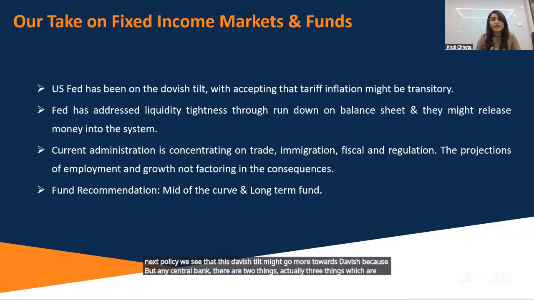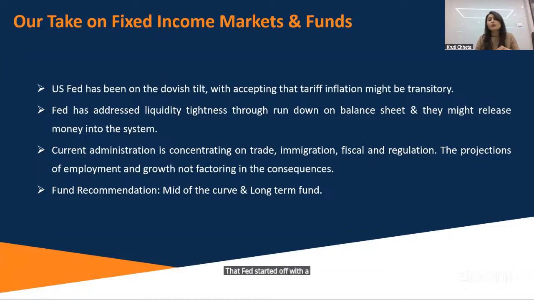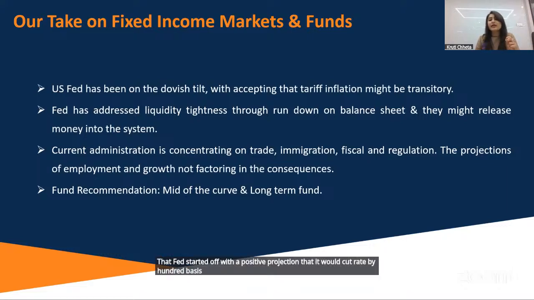One is employment, second is your GDP growth, and third is inflation. Out of the three, if two are taking a hit, that is, if your growth and unemployment are taking a hit, then there would be an action which would be required. And we have seen this in 2024 also, that the Fed started off with a positive projection that it would cut rates by 100 basis points. In the middle of the year, they went to about a 50 basis point cut. And towards the end of last year, we have seen that there has been a drastic rate cut.